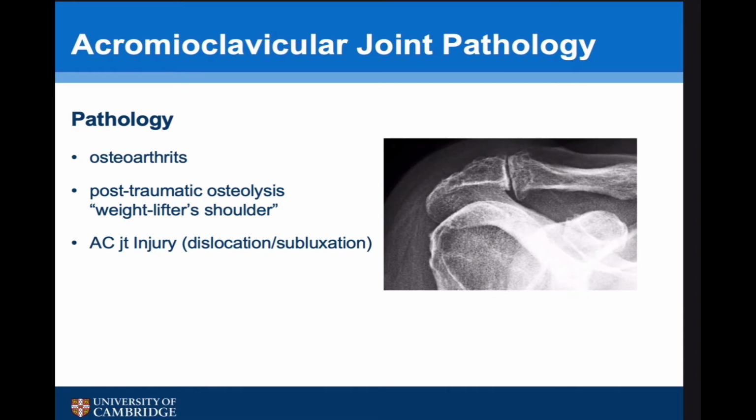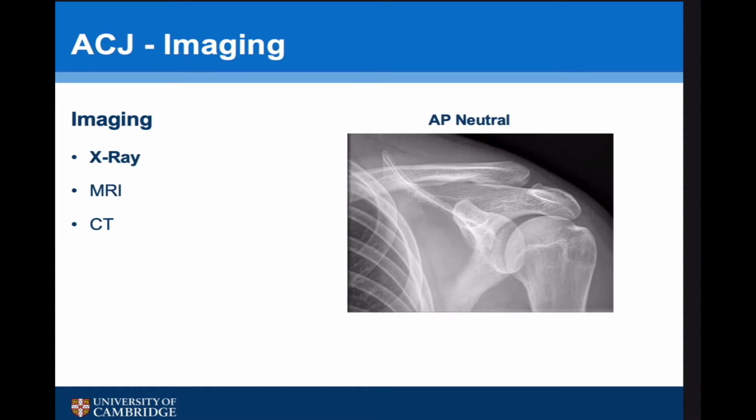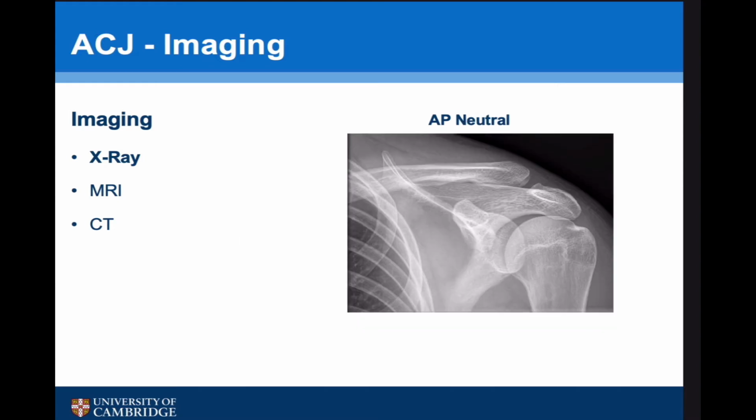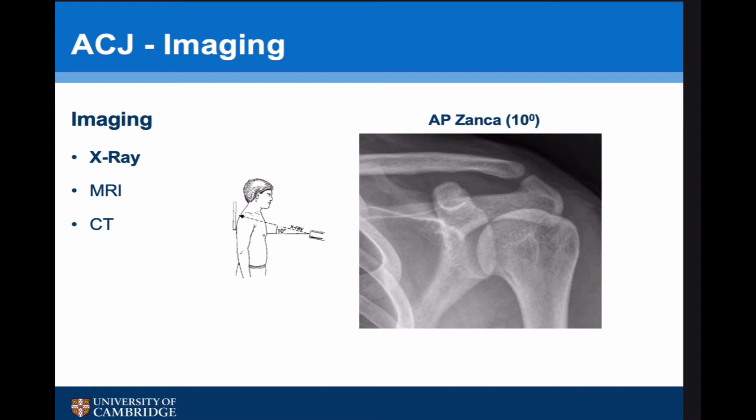So the common pathologies associated with the AC joint are osteoarthritis, post-traumatic osteolysis, which is sometimes known as weightlifter's shoulder, and AC joint injuries, which are dislocations and subluxations. The imaging modalities we use are X-ray, and rather than a neutral view, the best view for the AC joint is sometimes known as a Zanca view, which is a 10-degree upshot. Really, that just avoids the scapular spine, which is present when you take a standard AP, so you get a better view of the distance between the top of the coracoid and the clavicle, which is sometimes important for dislocations, and also the actual clavicle and acromion.